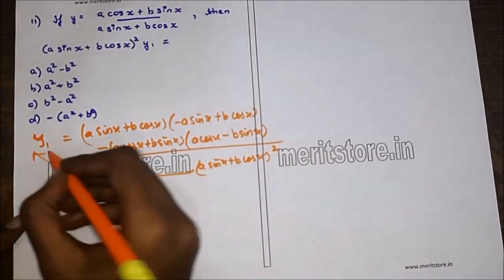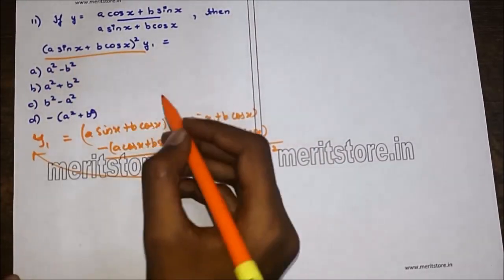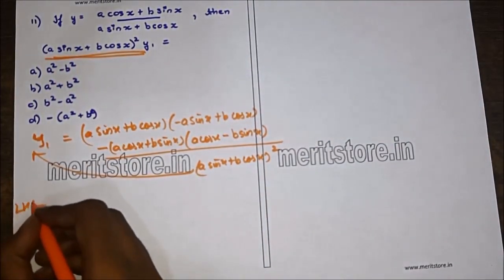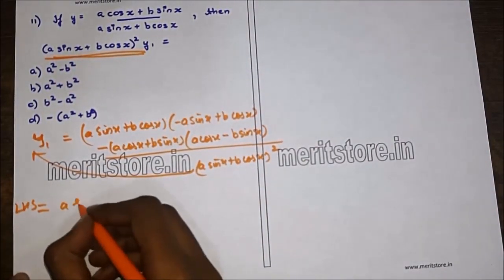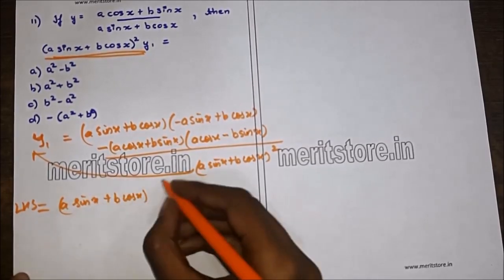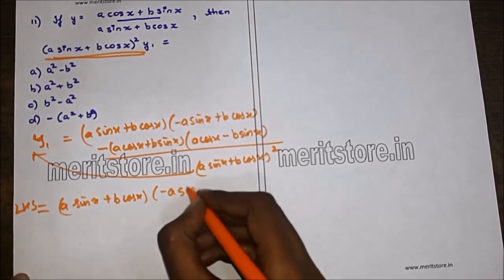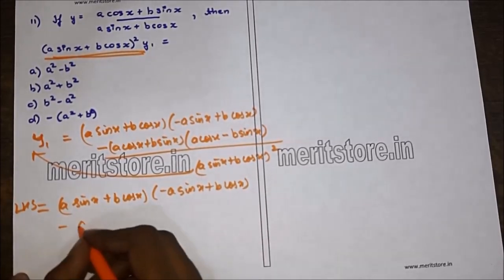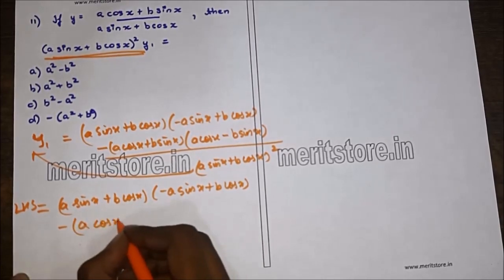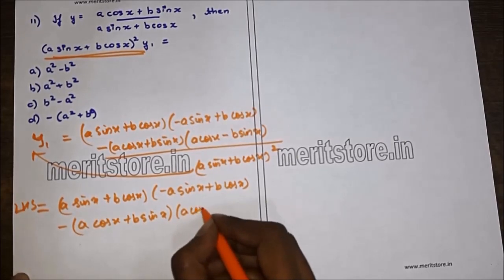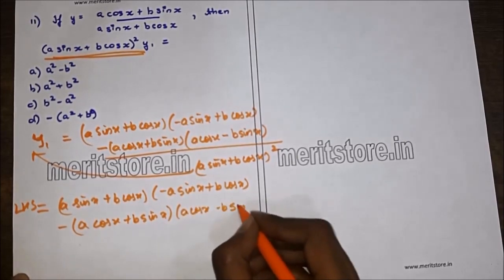We shift this term to LHS, we get the required expression. So LHS is (a sin x plus b cos x) into (minus a sin x plus b cos x) minus (a cos x plus b sin x) into (a cos x minus b sin x).